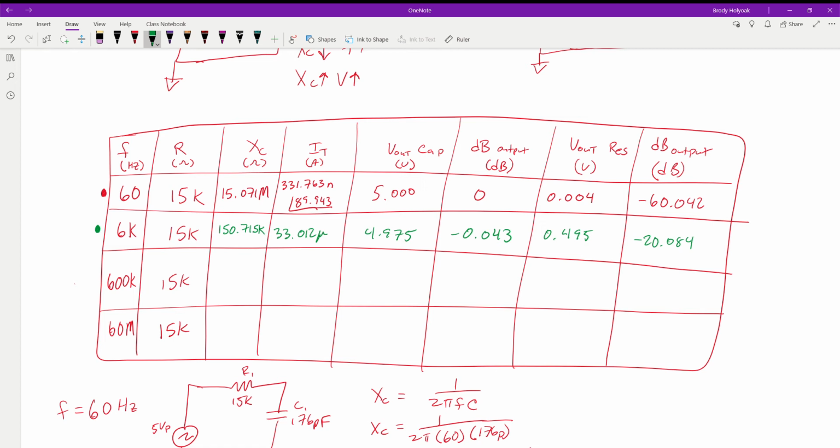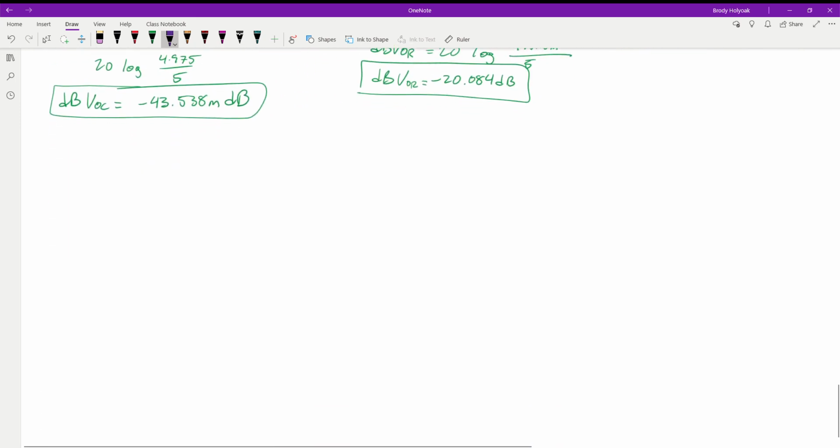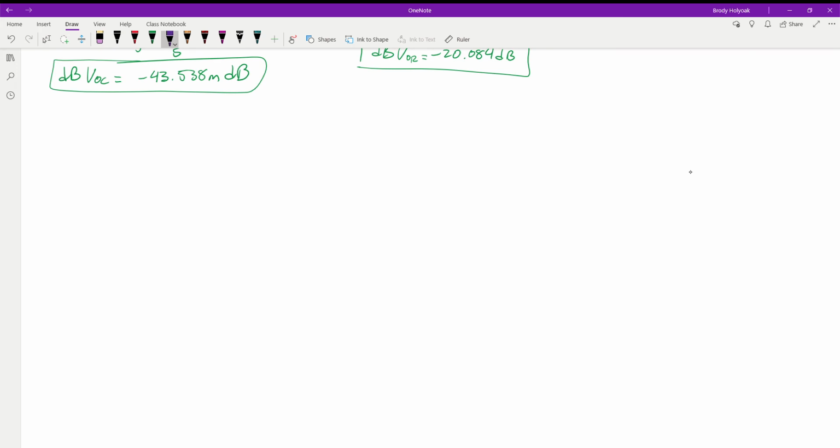All right, so now that we have our 6,000 hertz frequency done, we want to do it two more times: for 600,000 hertz and 60 megahertz. We'll do this in here. This next one is going to be our purple color. Again, we're just working the same problem with different frequencies. We're not doing anything special.